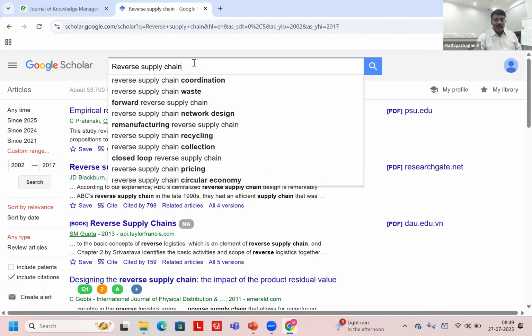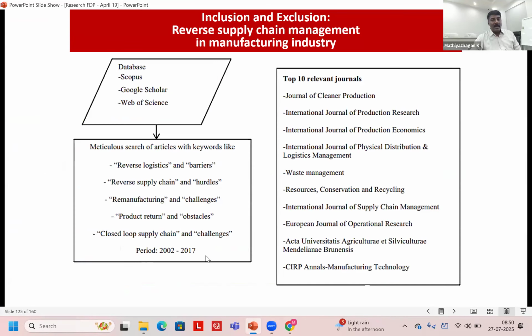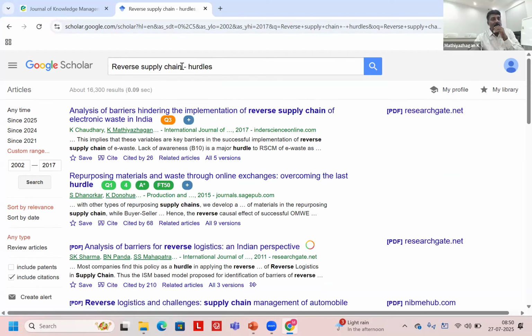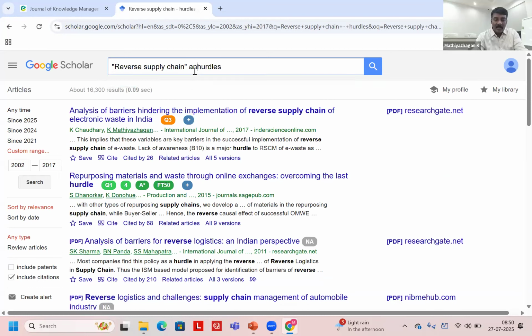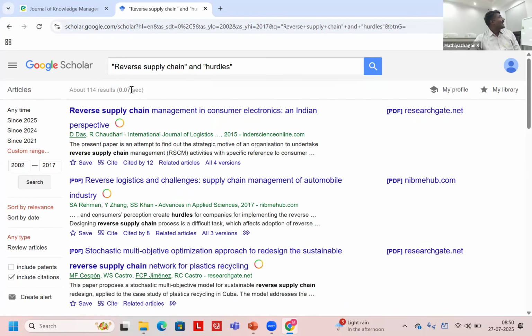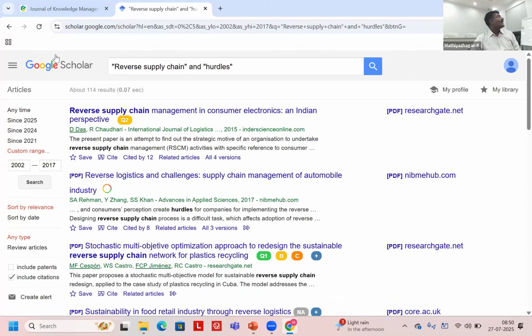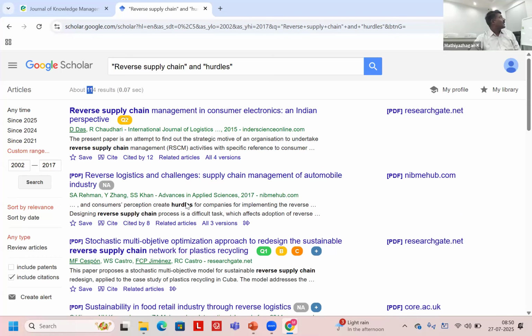Now I'm going to use other keywords. What are the keywords now? Reverse supply chain, closed loop. Now see here. How many papers? Previously, how many? 16,300. Now how many papers? See here. So it is a specific one. Got it.